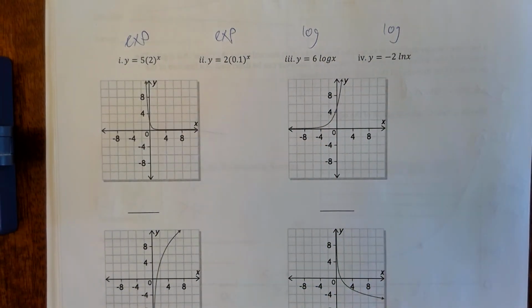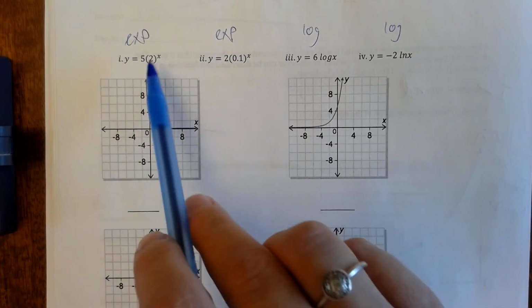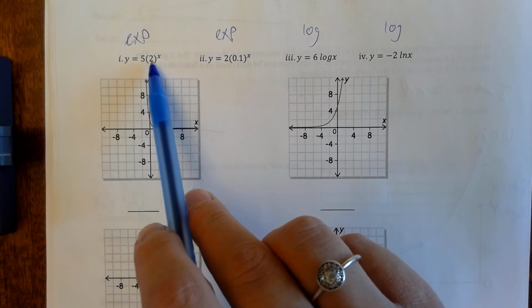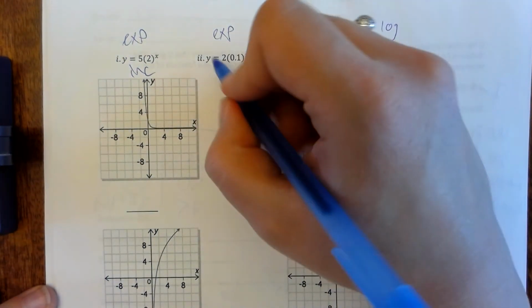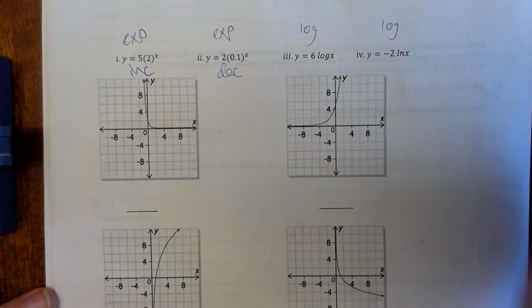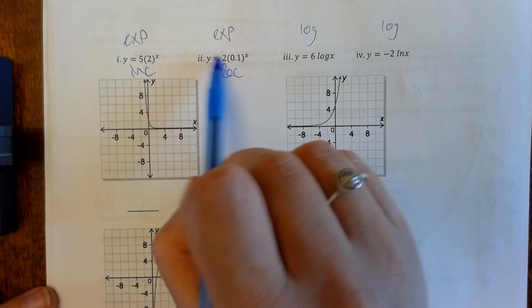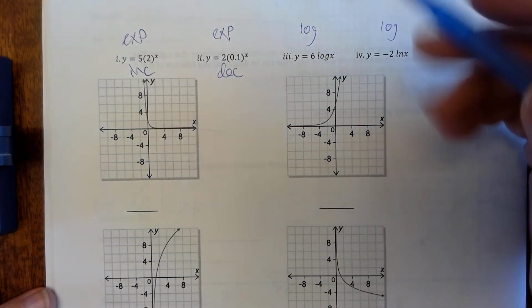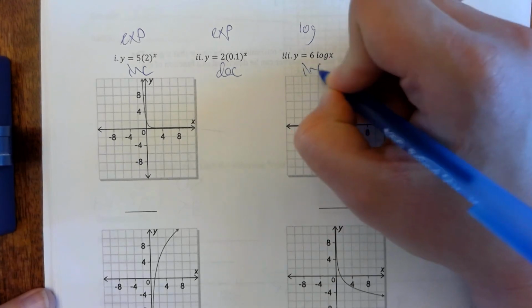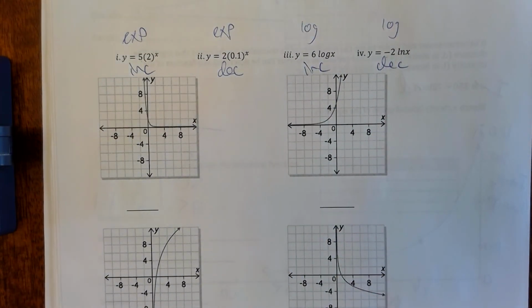Natural log, same thing. Which one of these increases? The one that has a b value that's bigger than 1. So this is increasing. That one is decreasing. And if you remember, the 5 or the 2 here, those are the y-intercepts. Okay, here, that's a positive value in front of log, so that is increasing. That's a negative value, that is decreasing. And I think that's enough to tell us everything, isn't it?